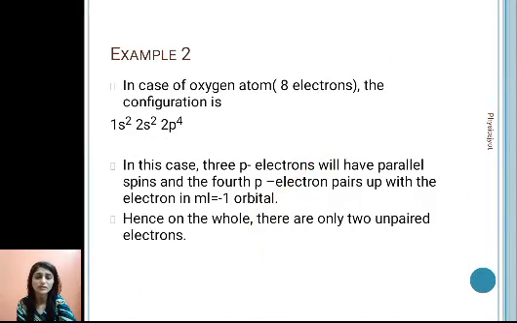Now let us take the example of oxygen. The atomic number of oxygen is 8. So it has 8 electrons, and we can write the electronic configuration as 1s2, 2s2, 2p4. Now what has happened here, if we compare with the example of nitrogen? In nitrogen we had 3, so 3 electrons entered 3 orbitals. In the case of oxygen we have 4. That means 1 electron is extra. So what is happening here?